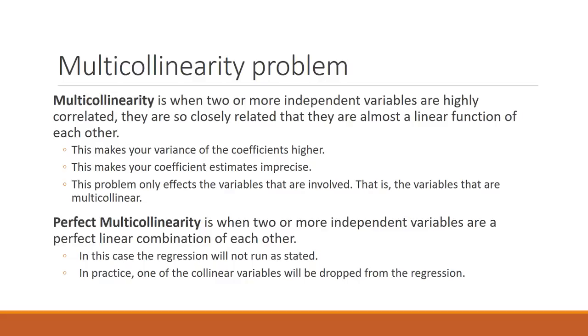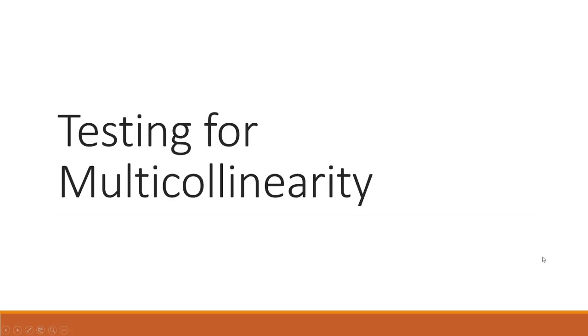All right. Perfect multicollinearity is when two or more independent variables are a perfect linear combination of each other. In this case, the regression will not run as you've specified it. In practice, one of the collinear variables will be dropped from the regression. I'll give you an example of this in the demo and later in the lecture. Okay, so that is the multicollinearity problem.